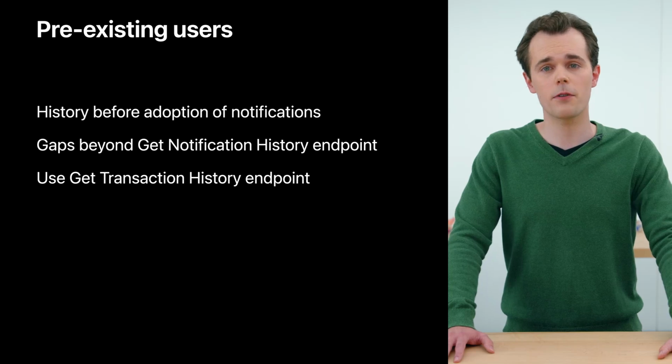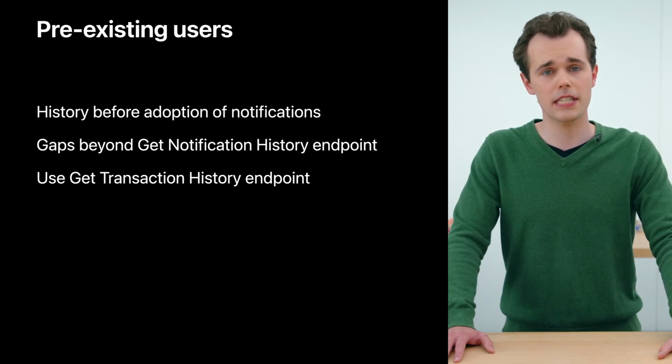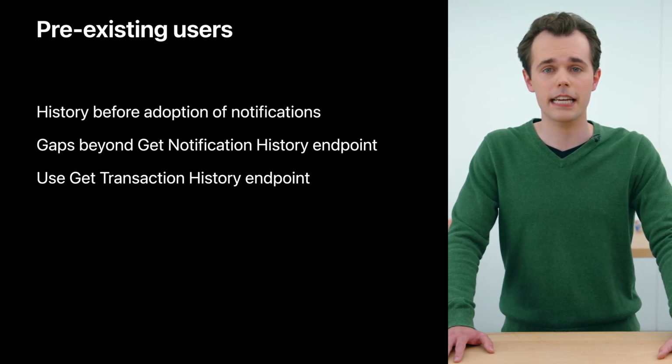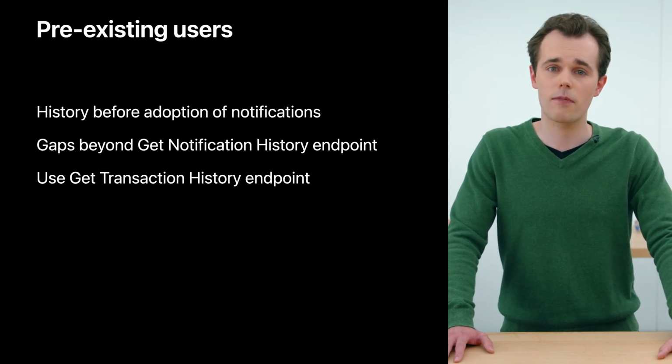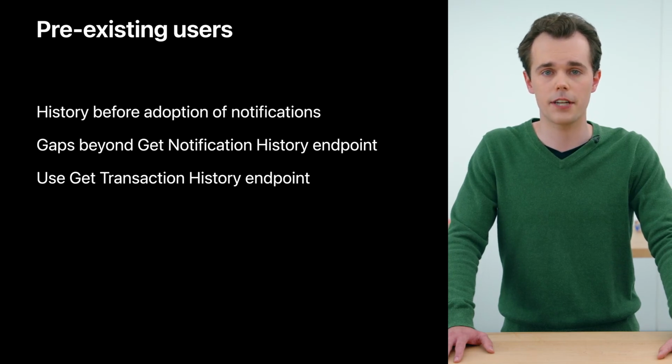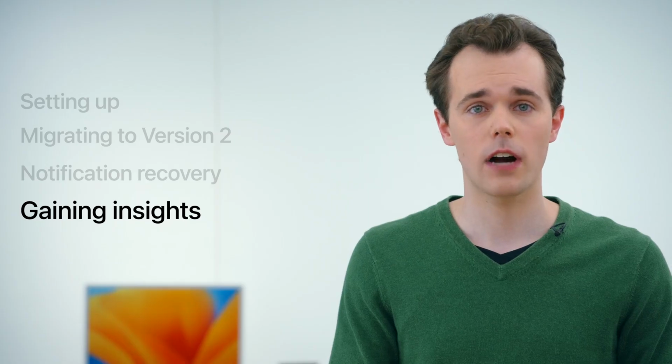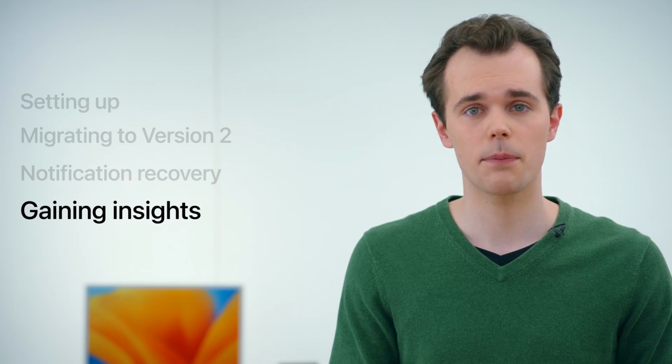You may have just adopted notifications and have existing users with histories not covered. You also may wish to examine a history longer than the retention period of notifications in the Get Notification History endpoint. That's where the Get Transaction History endpoint enters the picture. This endpoint, as we saw earlier in the presentation from Gabriel, solves these issues by providing histories for your customers that cover cases before you started using notifications. Now, let's go over how notifications can provide insight and opportunities above and beyond the purchase history.